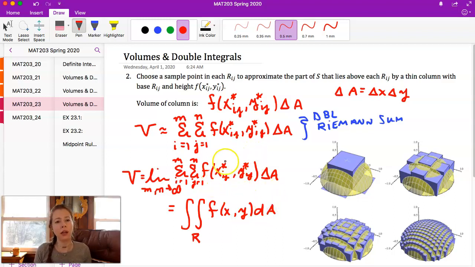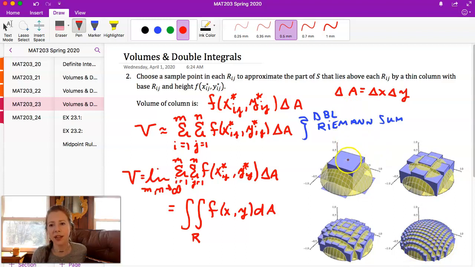So where you take the sample points, these x stars, y stars, become less and less important the smaller your delta A becomes. So look over to the right, for example. Here we just have one interval, m equals 1, n equals 1, and so we have our sample point taken at the center. And you can see that this box is being used to approximate the volume under a hemisphere, which it's not doing a very good job. So then we add some more intervals and it gets a little better. We add even more intervals, it gets a little better. We add even more intervals and we get a better approximation. But you can see that the more intervals you have, it becomes less important where you take the sampling point.